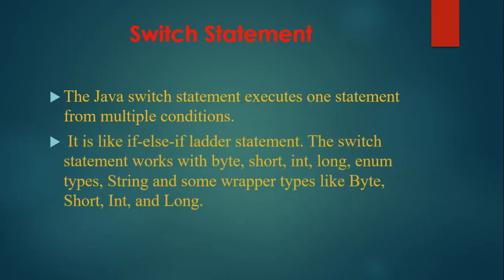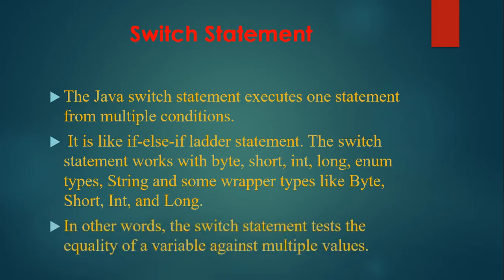It is like an if-else-if ladder statement. The switch statement works with byte, short, int, long, enum types, string and some wrapper types like Byte, Short, Integer and Long. So basically the switch statement is used with both primitive types as well as wrapper class types. And it is the same as an if-else-if ladder statement. In other words, the switch statement tests the equality of a variable against multiple values.